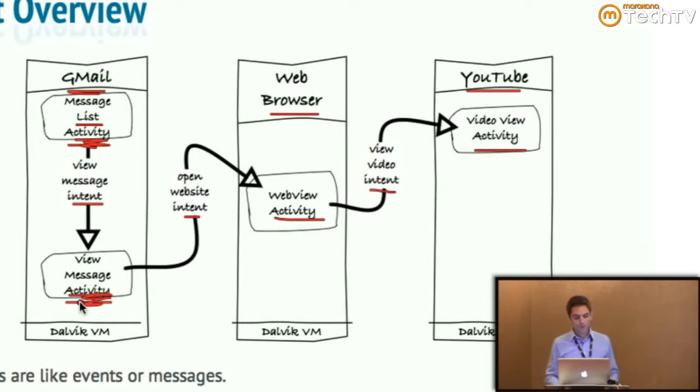Now, when I'm reading the email message and I want to open up a web link, that's more of an implicit intent, because anyone capable of opening up a web link should be able to compete for that action, right? So the user may have the default web browser that comes with Android, but the user might have downloaded Firefox or Chrome, right?